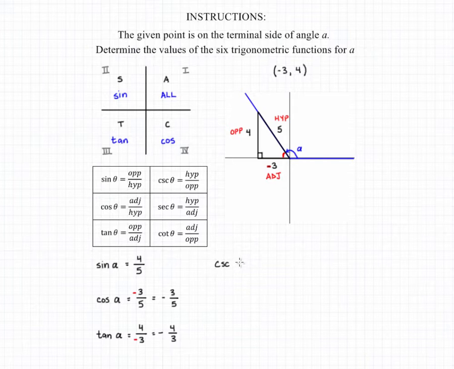and now look at our reciprocal functions. So cosecant of A is going to be hypotenuse over opposite, or 5 over 4. The secant of A is going to be the reciprocal of cosine, or 5 over that -3. And the cotangent of A is going to be the reciprocal of tangent, 3 over -4. And again, we can simplify secant and cotangent, and we'll have our final answers, -5 over 3 and -3 over 4.